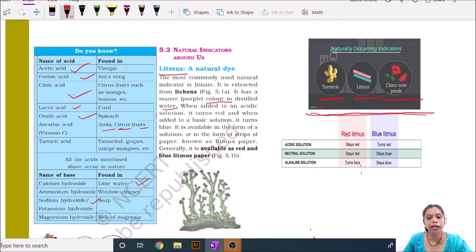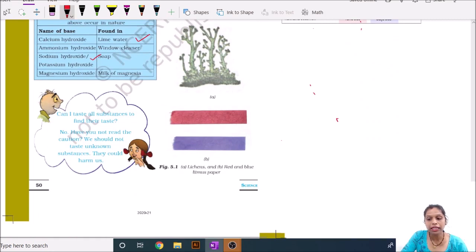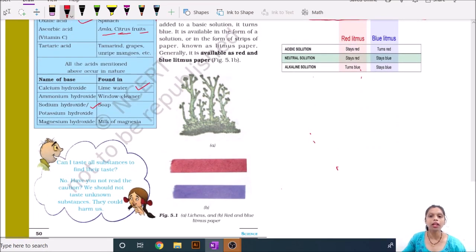But sometimes litmus is available in paper strip form. You can see in this picture that these are the two types of litmus paper available in our everyday life. First is red litmus paper and second is blue litmus paper.